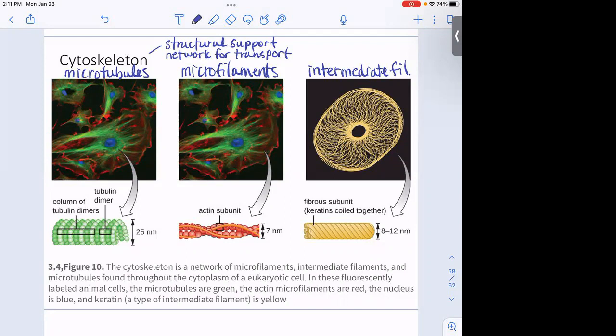Cell biologists really like to use fluorescence microscopy here in order to see the cytoskeleton. We have fluorescent dyes that we can tag to either the tubulin or the actin filaments that show up and give us these really, really cool pictures. Okay.